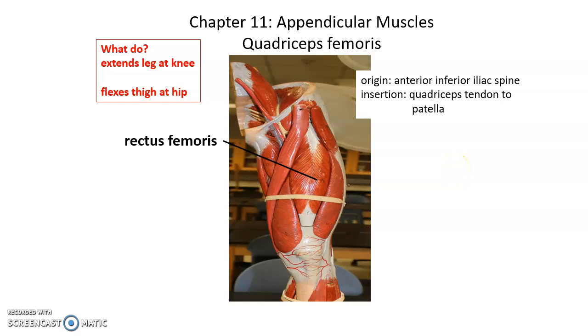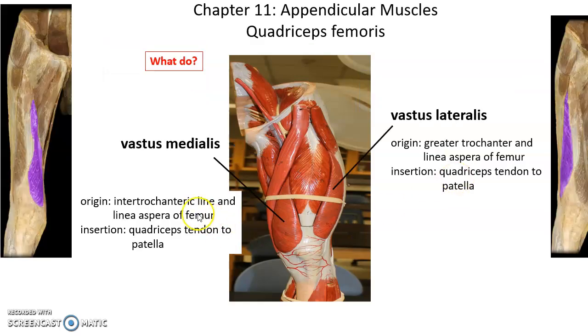The quadriceps femoris group has 4 muscles. So next up is the Vastus medialis and Vastus lateralis. The origins for Vastus medialis are the intertrochanteric line and linea aspera of the femur, and it inserts into the quadriceps tendon that goes into the patellar ligament to the tibial tuberosity.